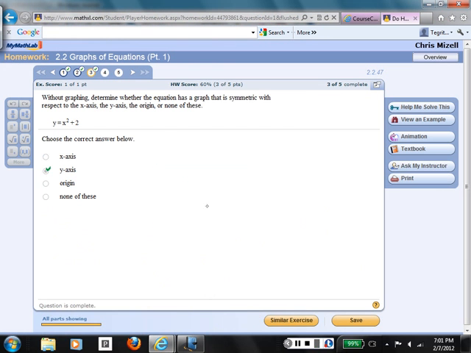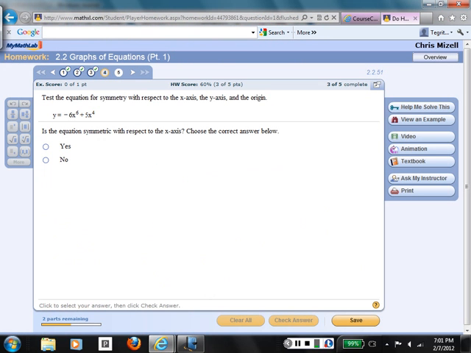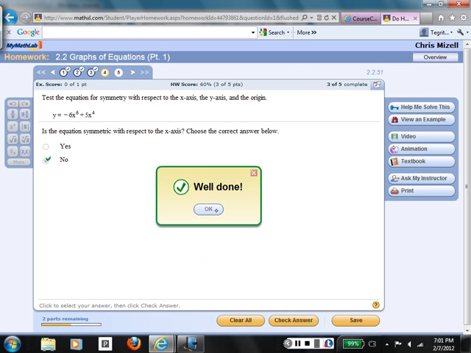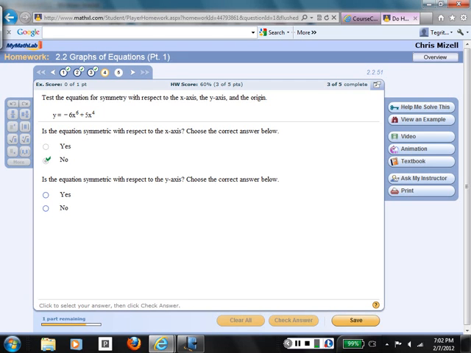Y-axis only. Question 4. Any thoughts? What's the question? Is it symmetric with respect to the x-axis? Well, if you substitute negative y for y, the right-hand side really doesn't change. The left-hand side, you've got a negative y. I'm going to say no. Not symmetric with respect to the x-axis.